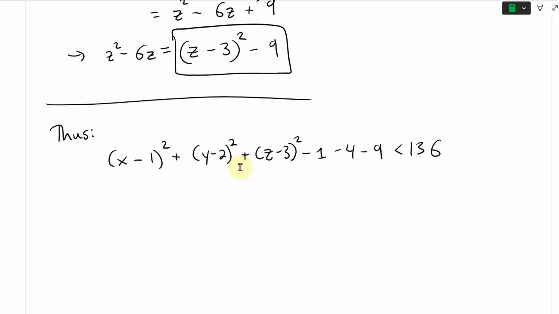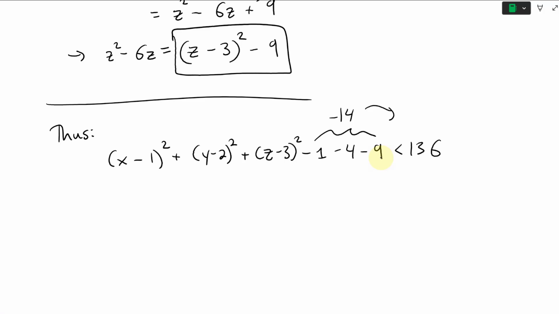And now this part right here, we could sum these up. This is just negative 1 minus 4, we'll add these all together and put a negative. So negative 1 minus 4 is negative 5, minus 9 is going to be minus 14. In other words, 1 plus 9 is 10, plus another 4 is 14. So it's going to be negative 14. So we're going to have to add 14 to this. 136 plus 14, that's just 150.